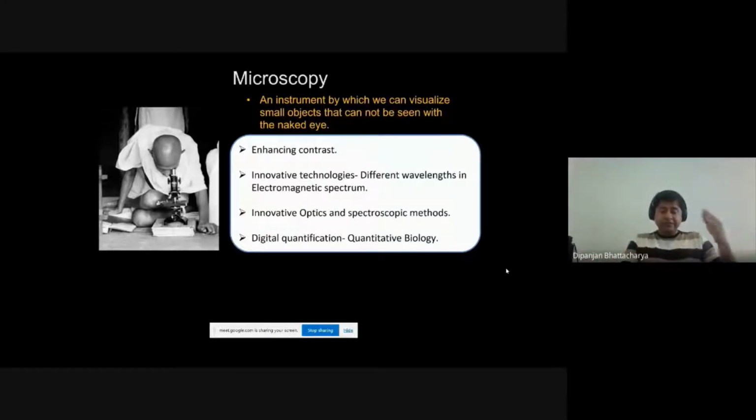And next is quantitative biology. You can get a physical number out of it, and you can do physical modeling, and you can understand the mechanism. And that's where microscopy is going, from the point where it started, as in the picture, just seeing an object. From there we're moving towards quantitative biology.